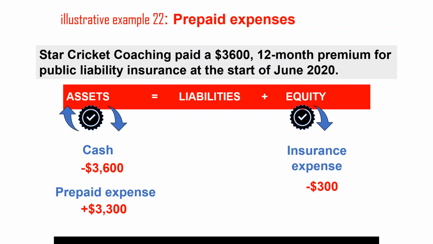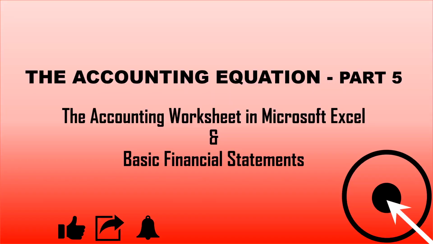So far we have covered 22 illustrative examples as a part of transaction analysis over 3 tutorials. If you have any questions, please feel free to put your comments below. Let's meet again in accounting equation part 5, that is going to be the final touch-up in the accounting equation. We are going to record the transactions into the accounting worksheet, and we are going to use Microsoft Excel. And the summarized information is used to construct basic financial statements. Thank you.